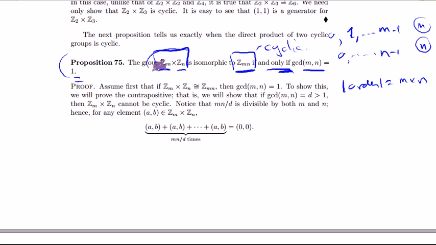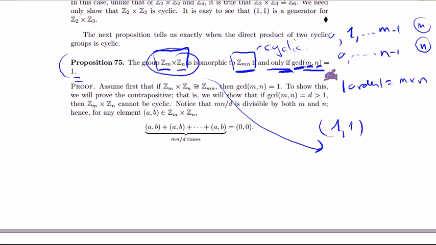Okay. We don't know whether this group is cyclic. And it turns out that this group is cyclic if and only if the GCD of m and n is equal to 1. And it turns out also that the generator for this group is the element (1, 1). So that's the way the proof goes.